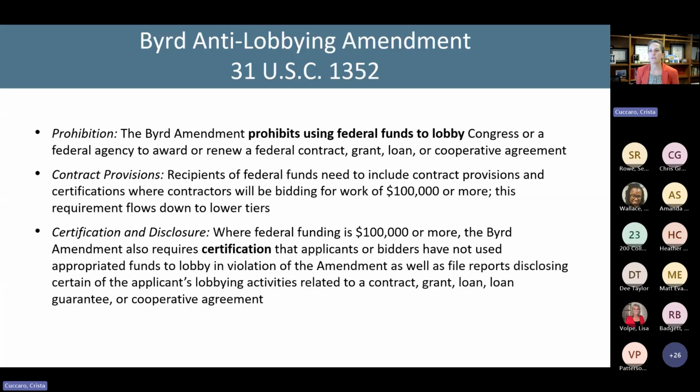And so recipients of federal funds have to include contract provisions and then certifications where contractors will be bidding work of $100,000 or more. There's also a certification that folks will have to fill out, verifying that they haven't used federal funds in violation of the amendment, and disclose lobbying activities related to a contract, grant, or loan.